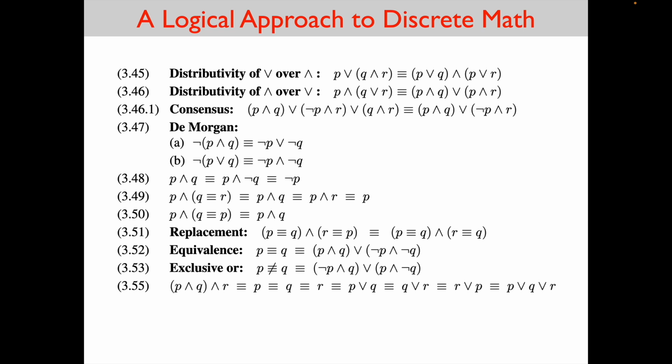Let's just look at them for a minute. De Morgan A says not (P and Q) equivales not P or not Q. And De Morgan B is not (P or Q) equivales not P and not Q. So you see what happens is when you have a not outside of a parentheses with a conjunction or a disjunction, the not goes in front of each of the operands, the P and the Q, and the and changes to an or in part A, and the or changes into an and in part B.